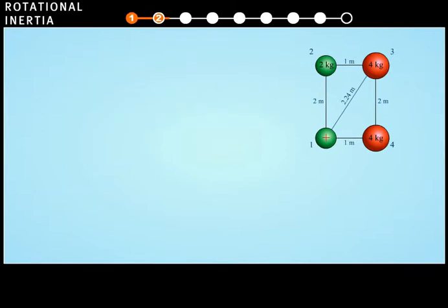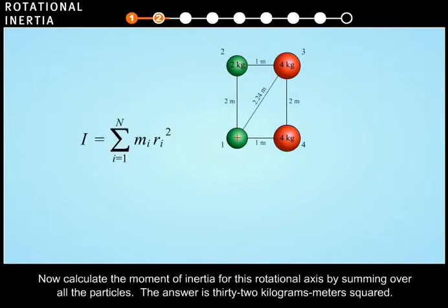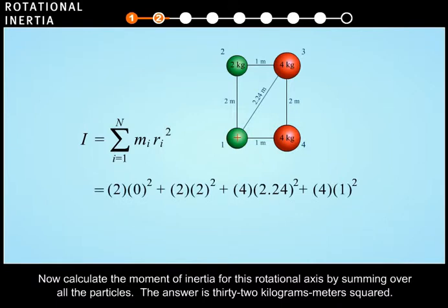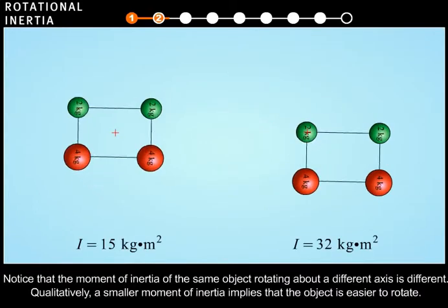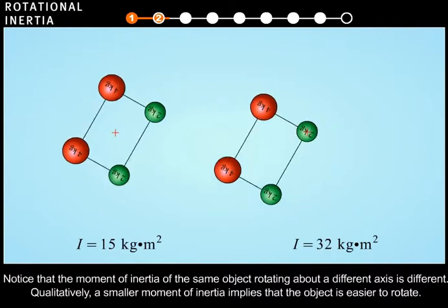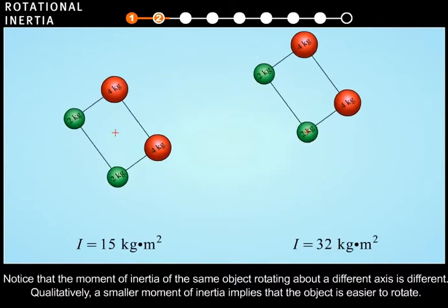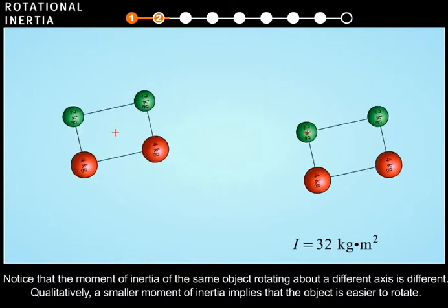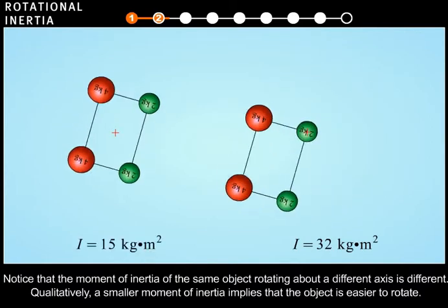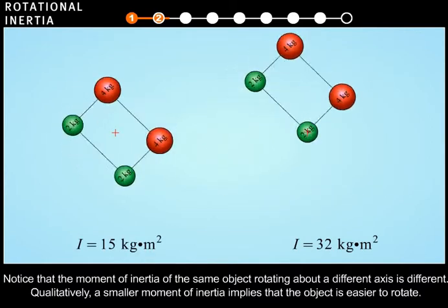Correct. Now calculate the moment of inertia for this rotational axis by summing over all the particles. The answer is 32 kilograms meters squared. Notice that the moment of inertia of the same object rotating about a different axis is different. Qualitatively, a smaller moment of inertia implies that the object is easier to rotate.